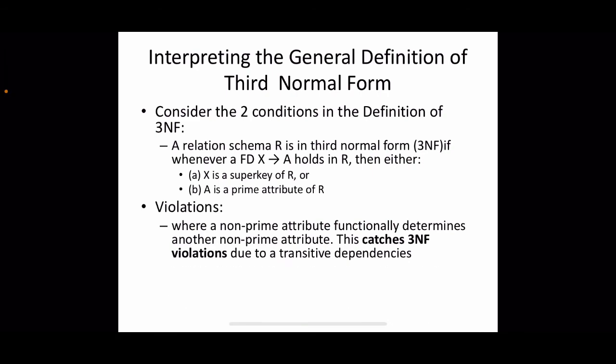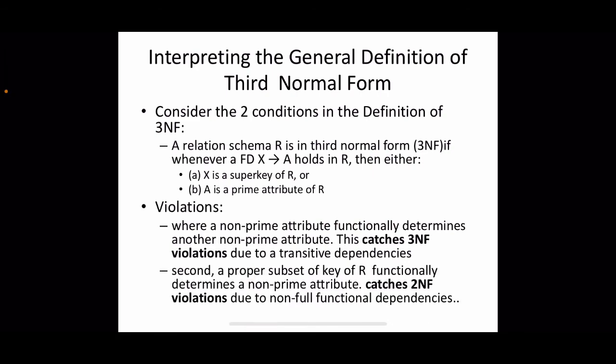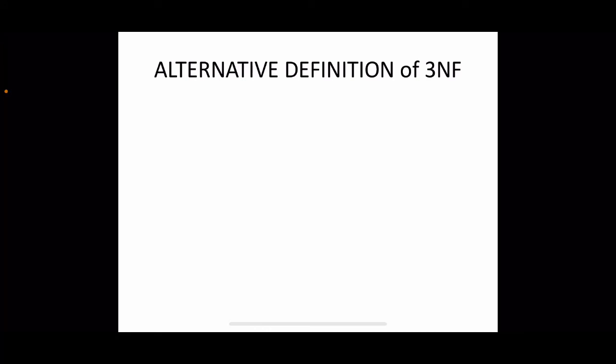The second reason is that a proper subset of a key of R functionally determines a non-prime attribute. So this is also an example of a violation, which is actually a non-full functional dependency, or a partial dependency. So indirectly it violates 2NF. Okay.